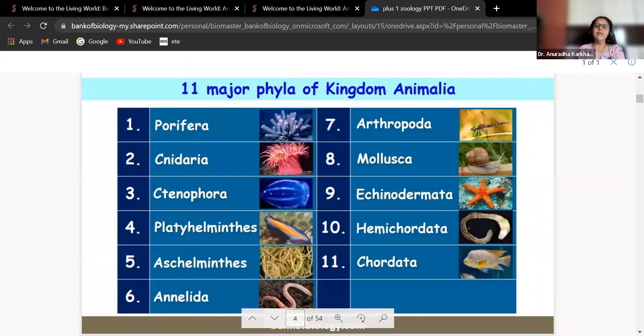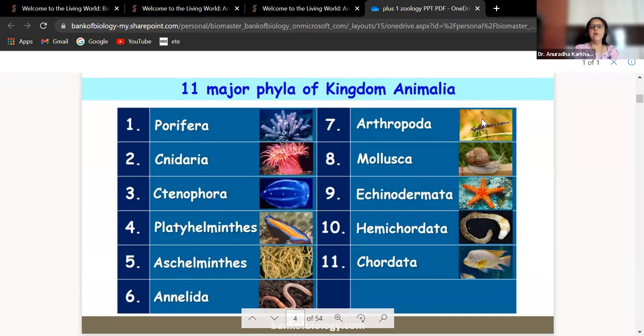So there are total 11 major phyla of animalia. What are the phylum? So in living world we had seen something called as species to the kingdom, and in that we had seen something called as phylum. So वैसे animal के लिए phylum was the word, and plants के लिए the word was division. If you remember, correct? Yes. So here it's going to be the phyla. So let us understand how many phyla we have to study in detail.